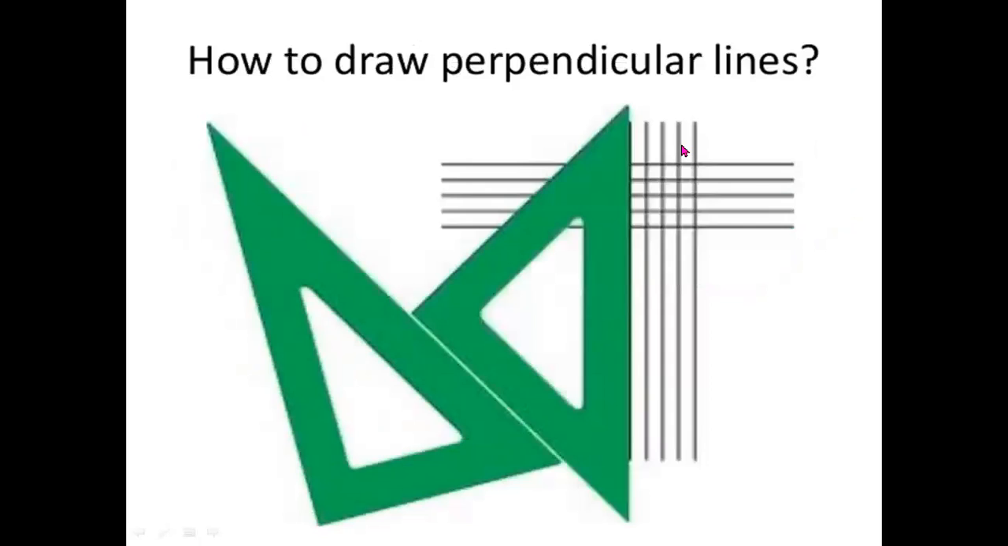Okay, what about perpendicular lines? We can use a set square. We can also use a ruler to create perpendicular lines. And take note, perpendicular lines will form 90 degrees at the intersection. Okay, so that is parallel lines. Perpendicular lines: lines that intersect, and the intersection will form 90 degrees. Okay, next.